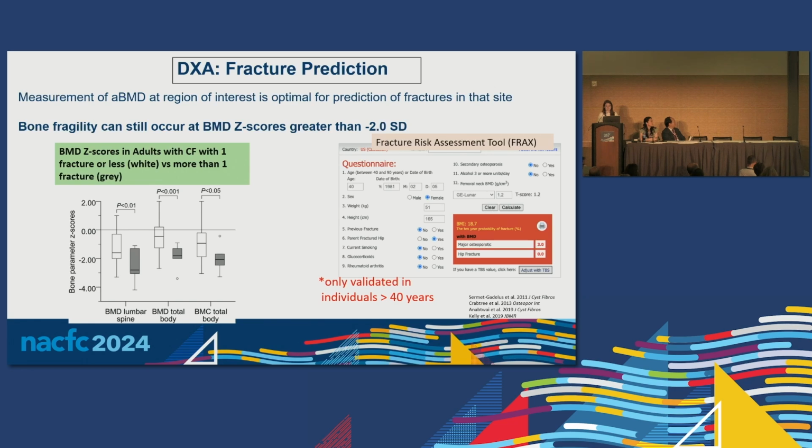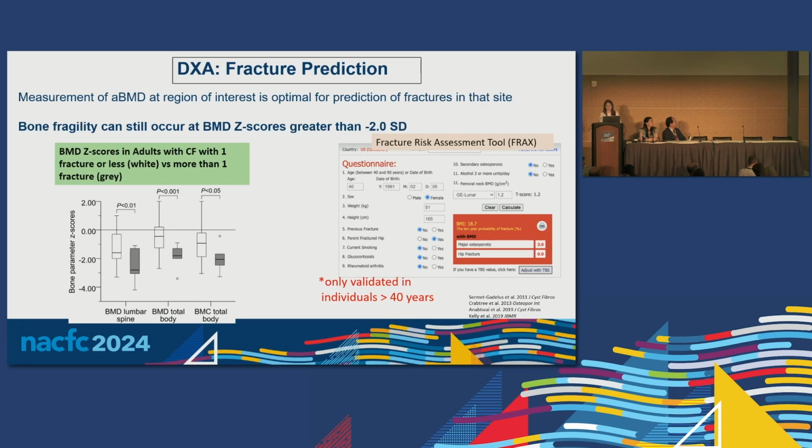There have been studies, one that came out of Germany of adults with CF, that showed bone mineral density and content were lower for those who've had more than one clinically significant fracture. But we've also seen from other studies that you can have bone fragility and fracture even if the Z-scores are within range. There are other tools out there that help with fracture risk assessment.